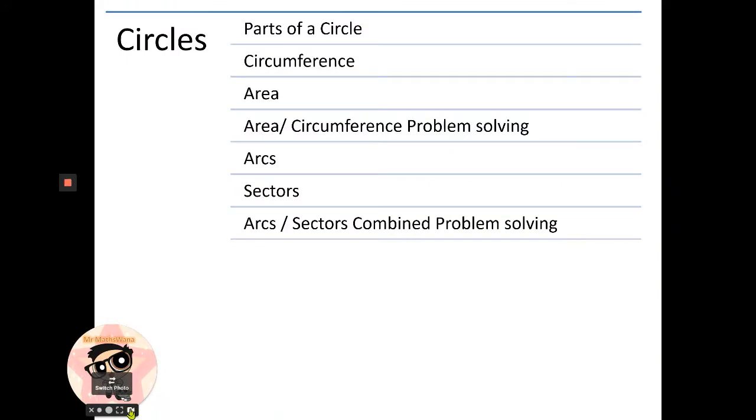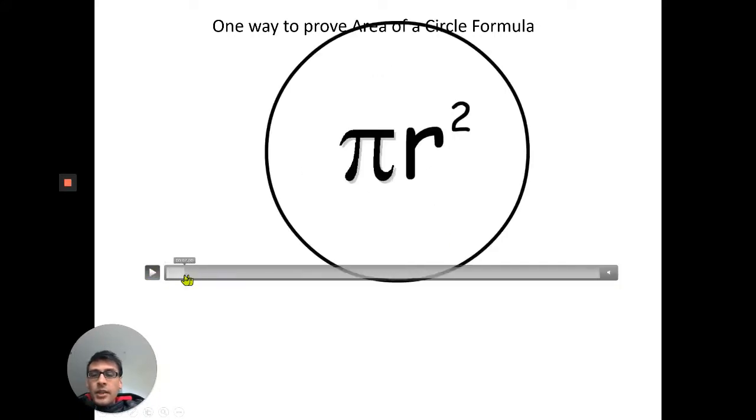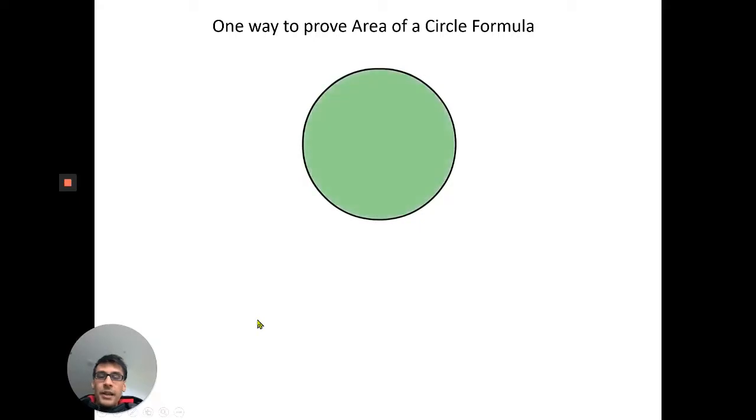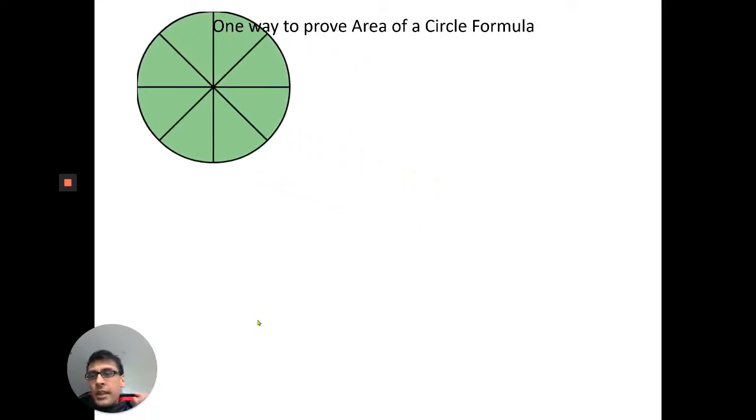Hey guys, welcome back. We're going to be looking at the area of a circle in a bit more detail. This time you probably already know the formula. So one way we can prove the area of a circle is we can break it down into little bits. So let's say we have a circle like this one, and then we split this up into 8 parts.